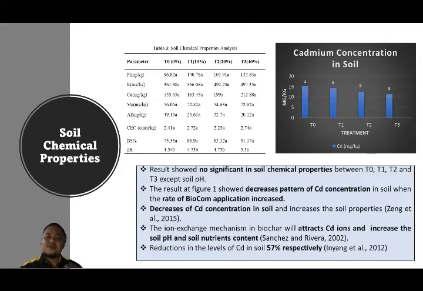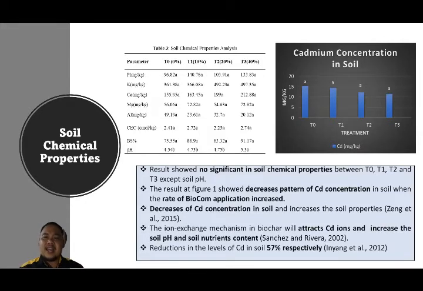According to Zeng et al. 2015, the Cd concentration in the soil decreases and the soil properties improve with the application of a biochar and compost mixture into cadmium contaminated soil. All of this happens because the ion exchange mechanism in the biochar will attract the cadmium ions and increase the soil pH. At the same time, it increases the soil nutrient content.